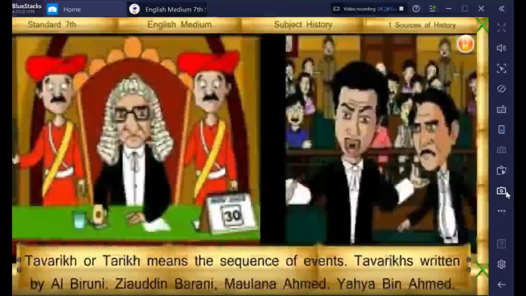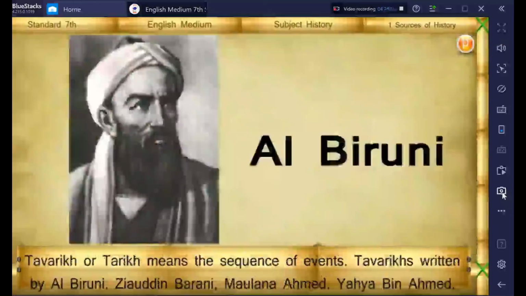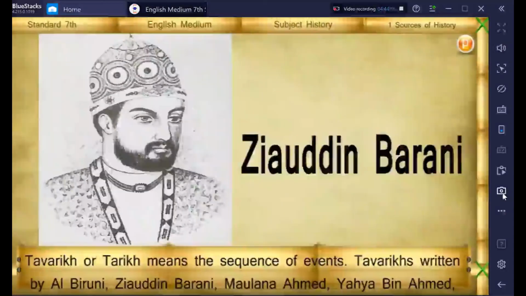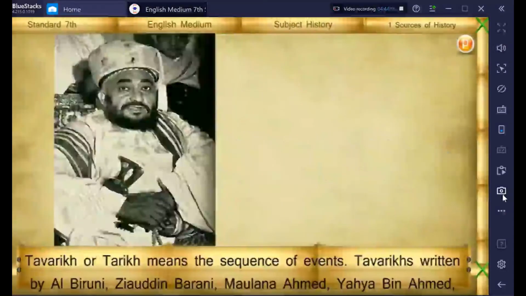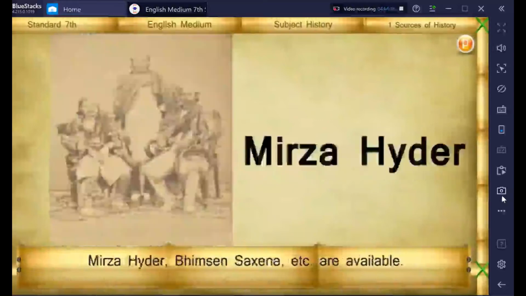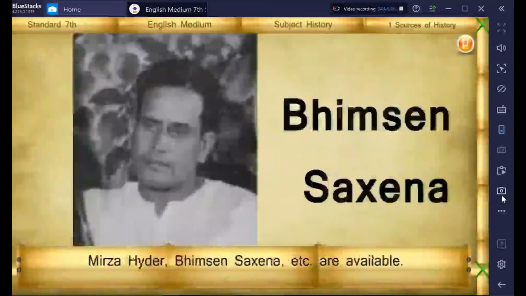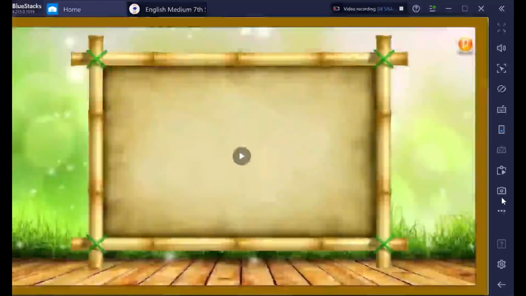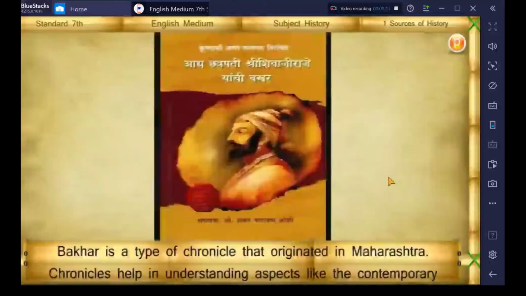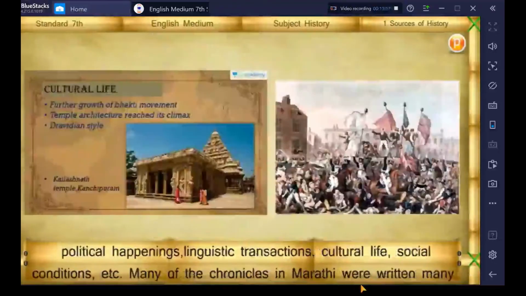Tawarikh or Tarikh means the sequence of events. Tawarikhs were written by Al-Biruni, Ziauddin Barani, Maulana Ahmad, Yahya bin Ahmad, Mirza Haider, Bhimsen Saxena, etc. Bakhar is a type of chronicle that originated in Maharashtra. Chronicles help in understanding aspects like the contemporary political happenings, linguistic transactions, cultural life, social conditions, etc.